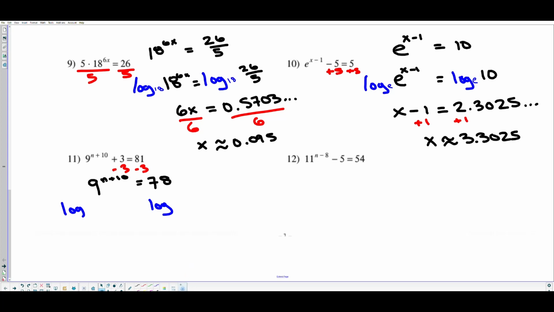What log am I going to use? Log base 9 or log base 78? That's right, I'm going to use log base 9 because I need to get rid of that 9 exponent base.